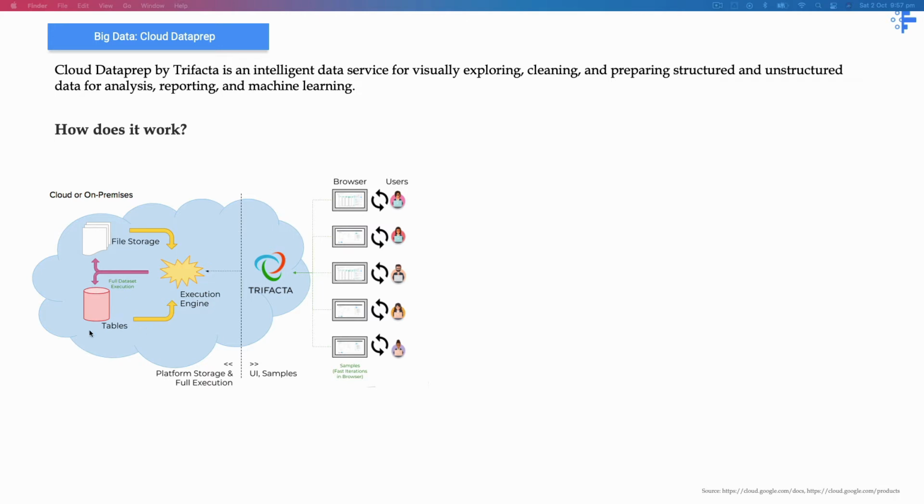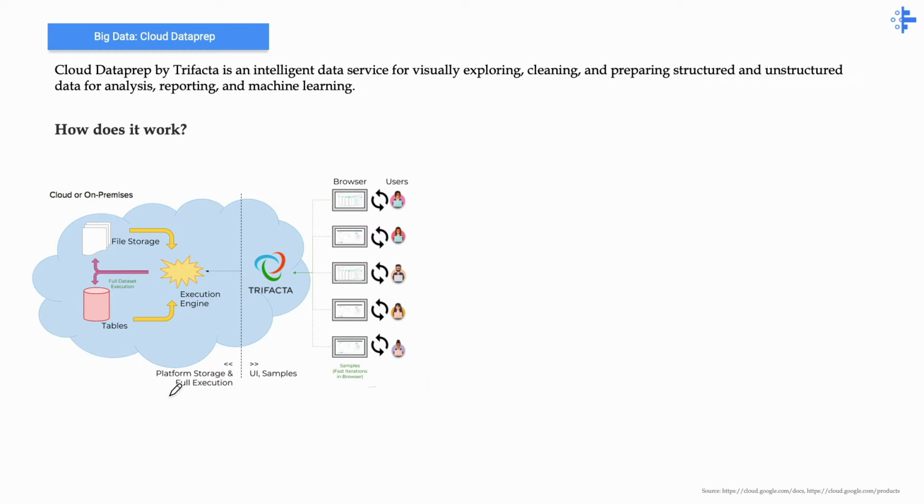So in this example, it could be tables or file storage or something. What you do is you bring in the sample data set, and you create a recipe. Think of a list of transformation steps.